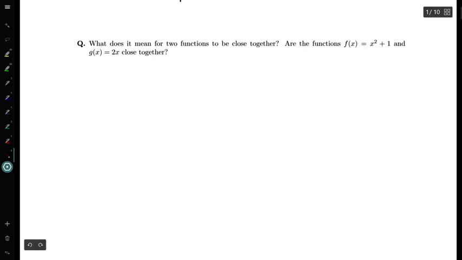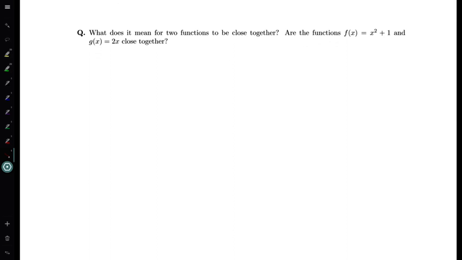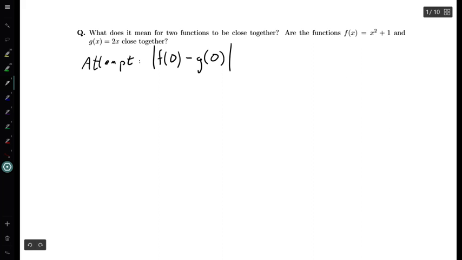So let's explore this question a little bit intuitively at first, and we'll give maybe a more formal definition a little bit later. But if we want to think about the functions x squared plus 1 and 2x, and we want to ask the question, are they close together? Well, it's kind of difficult to do without any numbers around. So maybe the first attempt that we have to answer this question would be to plug in some numbers into these functions. So maybe let's look at something like f of 0 minus g of 0. But we know to talk about the distance between these numbers, we would want to take their absolute value.